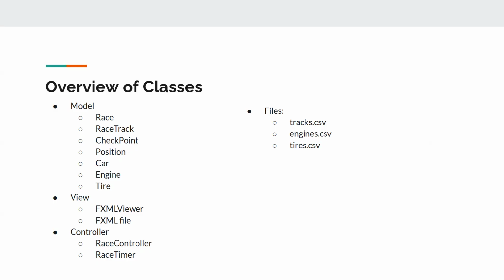If you look over to the view, it consists of the main, FXML viewer, and the FXML file. The FXML file being race GUI, which works with the JavaFX UI. The main and FXML viewer are the application entry points.